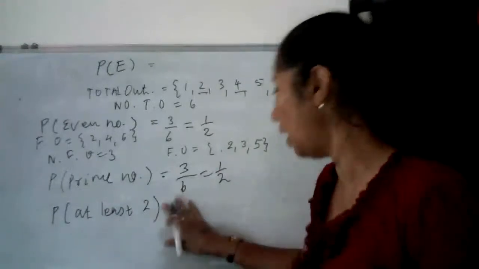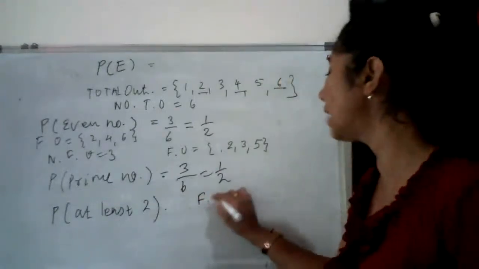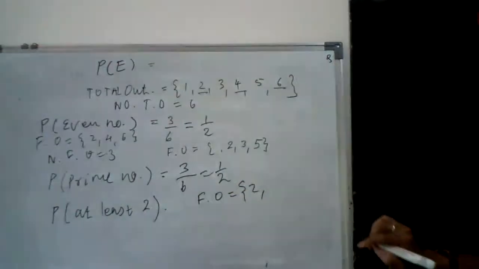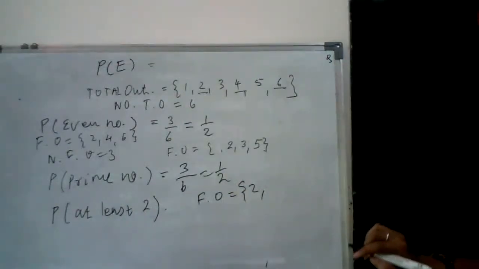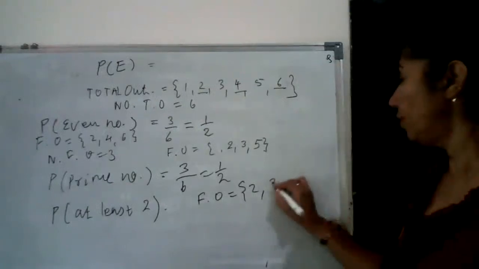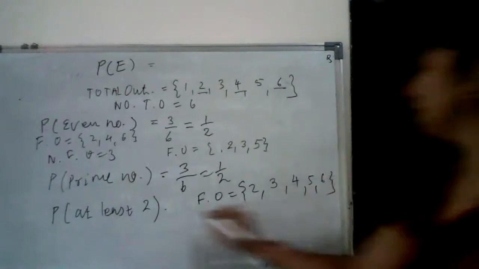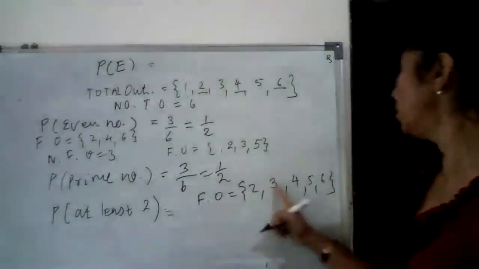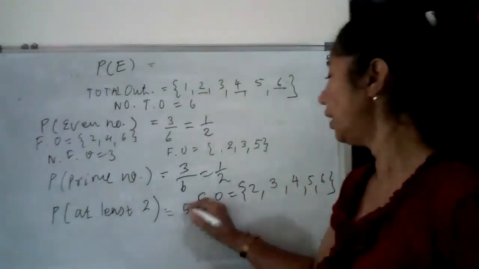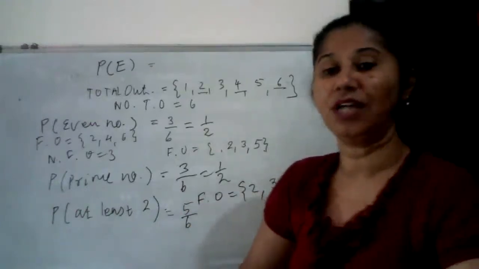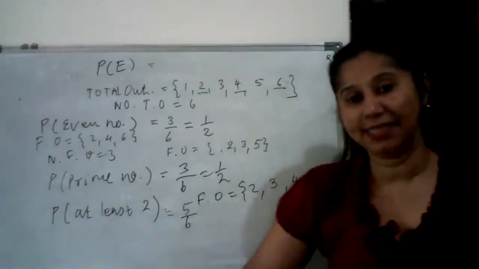मतलब क्या हुआ? तो यहाँ पे आपके फेवरेबल आउटकम्स क्या होते हैं? It could be 2, it could be 3, it could be 4, it could be 5, it could be 6. That is 1, 2, 3, 4, 5. So at least 2 is 5 on 6. Yes, some of you could answer it correctly. It's right. Okay.